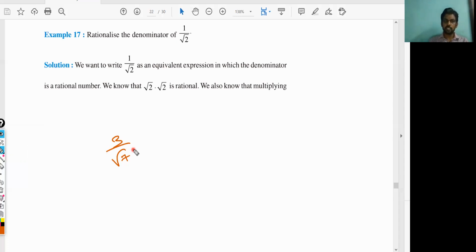So how do I convert this into a rational number? I know that root 7, when multiplied by root 7 again, becomes 7, so it becomes a rational number, right? So I have to multiply the denominator by root 7. Can I multiply a number only in the denominator or only in the numerator? I cannot do that, as the value of the number is changing, right? So what should I do? I should multiply in the numerator also.